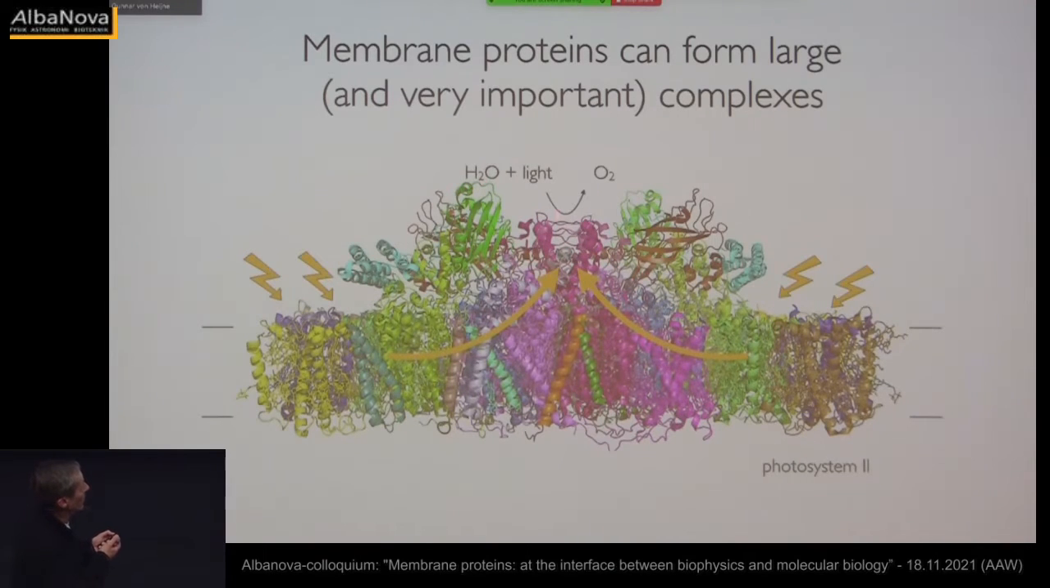To split water into oxygen and hydrogen. So you see all the transmembrane helices. This big complex has, I think, more than 100 transmembrane helices in it. But you also see these skinny molecules, and if you look carefully, you see them all throughout, these little skinny molecules in between the transmembrane helices.